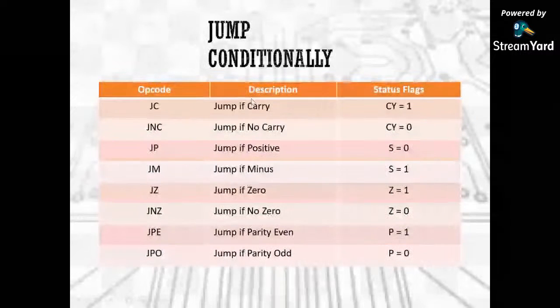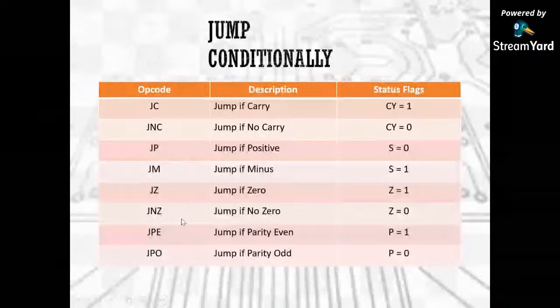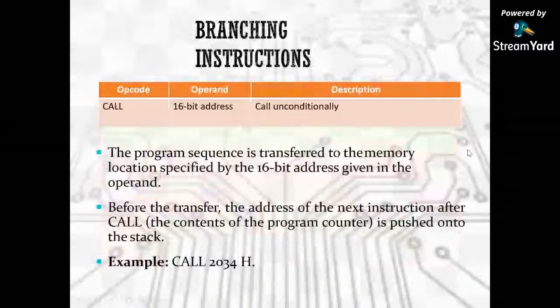Jadi contohnya jump conditionally ada jump zero, jump non zero, jump positif, jump minus. I mean this is jump carry, this is jump zero, so this is non zero. Jump if parity even, jump parity odd. Yeah, this is the status flag. Branching instruction, we call it as call unconditionally.